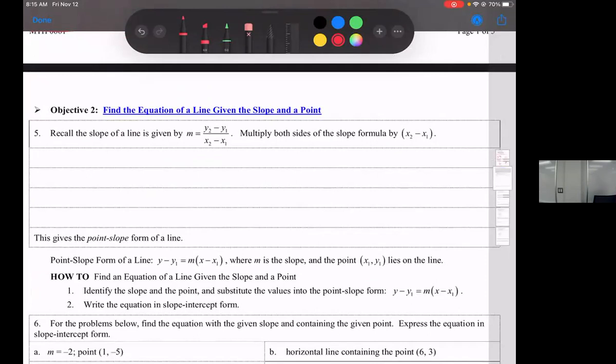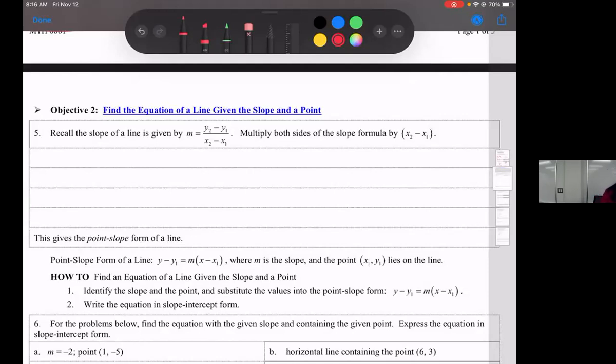So here is a different way of finding the equation. They still give you a slope, but instead of the y-intercept, they give you a random point, which is fine, right? So recall the slope of a line is given by the equation m equal y2 minus y1 over x2 minus x1. Now we can derive another formula.